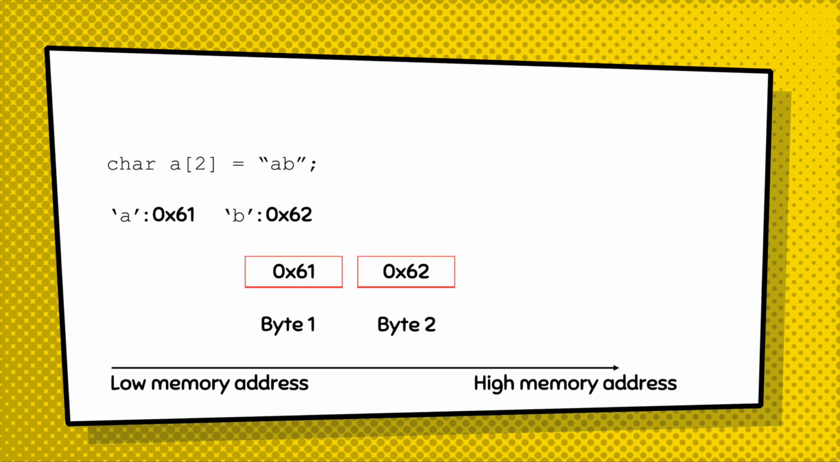And now let's put more characters together. Suppose we have a string with two characters, A followed by B. The ASCII value of A is hex 61, and the ASCII value of B is hex 62. Now we're going to just put them together from the low memory address to the high memory address. The first byte is going to be hex 61, and the second byte is going to be hex 62.